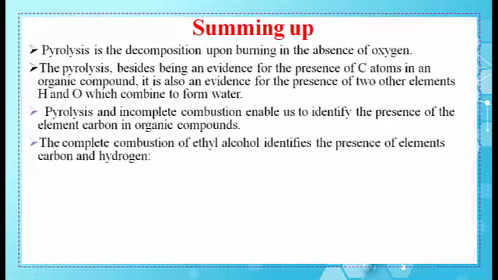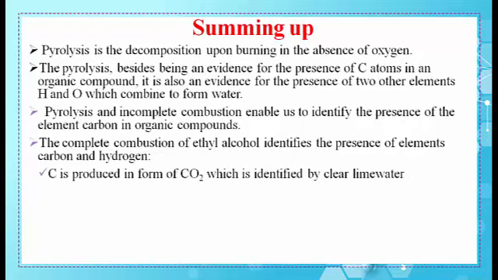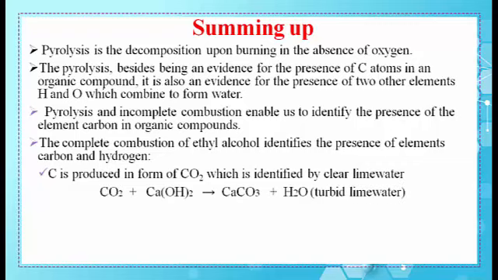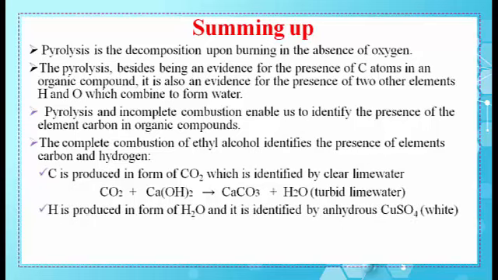The complete combustion of ethyl alcohol identifies the presence of elements carbon and hydrogen. C is produced in the form of CO2, which is identified by clear lime water since it turns turbid according to the equation CO2 plus Ca(OH)2 gives CaCO3 and H2O, and hydrogen is produced in the form of H2O and it is identified by the anhydrous copper 2 sulfate, which is white since it turns blue as hydrated copper 2 sulfate according to the equation 5H2O plus CuSO4 give CuSO4·5H2O, which has a blue color.